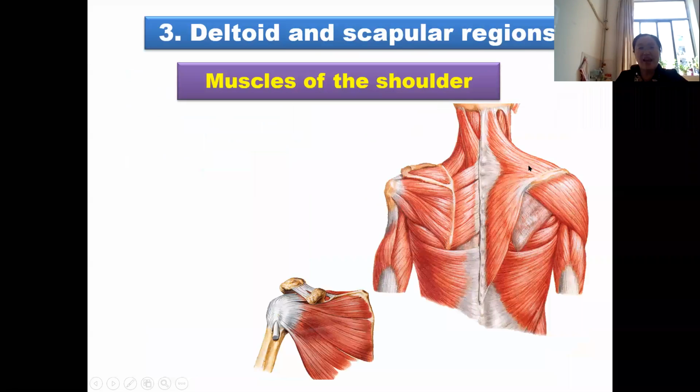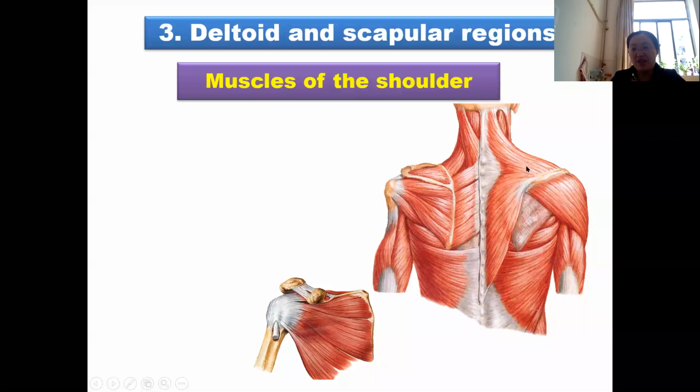So, the deltoid region and the scapular region. The deltoid region refers to the region covered by the deltoid muscle, corresponding to here. And the scapular region refers to this region corresponding to the scapular bone. Okay, so here we briefly review the muscles.